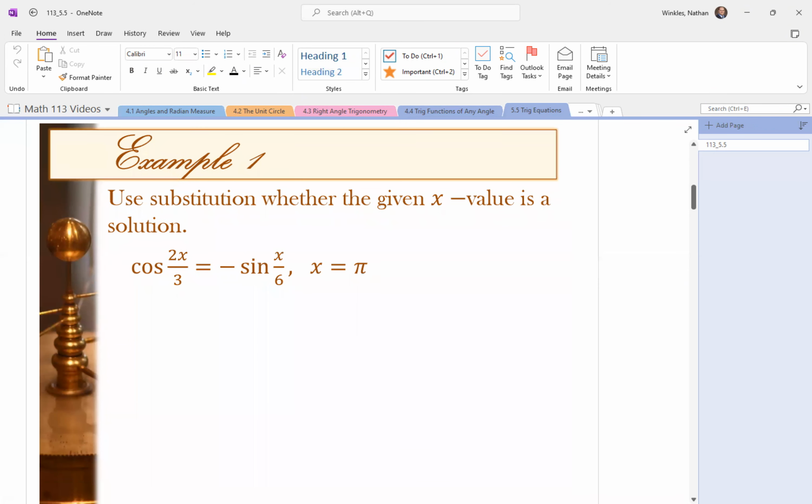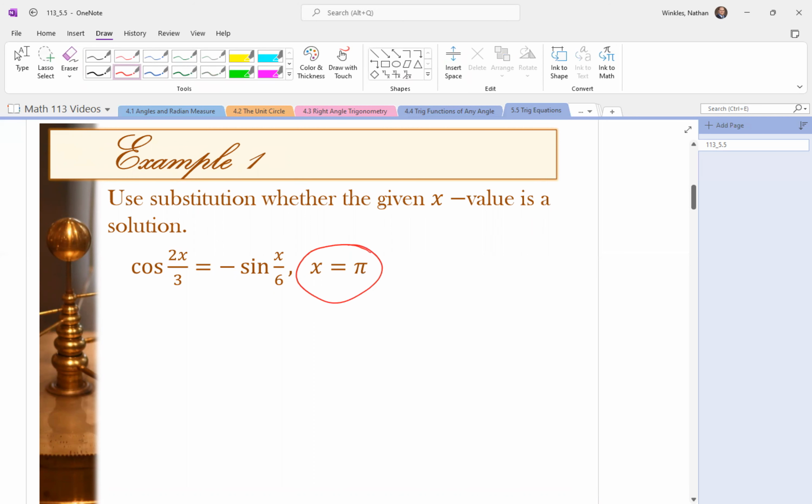In this first example, it says use substitution to determine whether the given x value is a solution. We're literally just going to plug this in. We want to know, is cosine of 2 pi over 3 equal to minus sine of pi over 6? Well, both these values are on our unit circle. Cosine of 2 pi over 3 is negative 1/2.